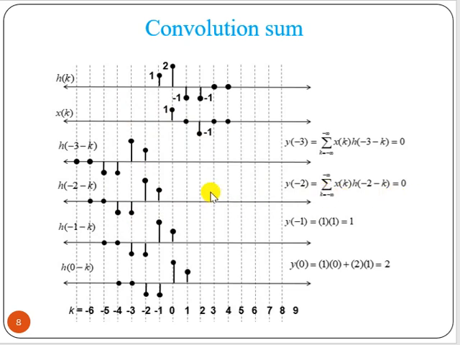Okay. Now see what happens when we take minus 1 minus k. That means this 2 goes to minus 1 and this 1 goes to 0, right?